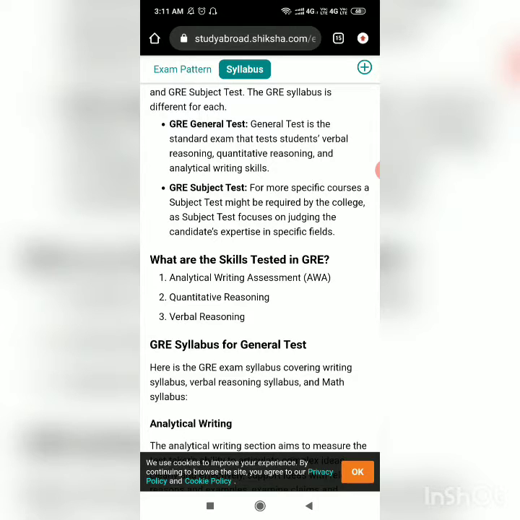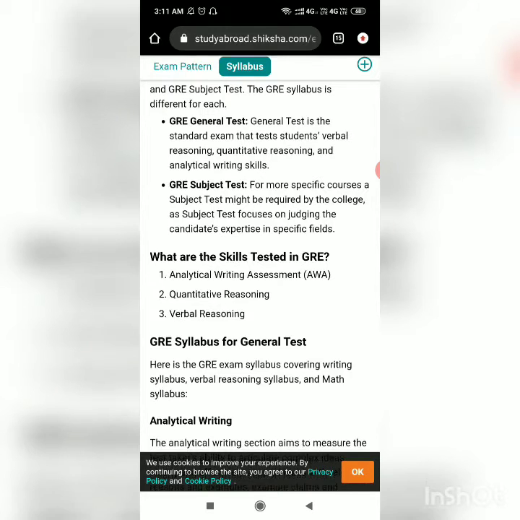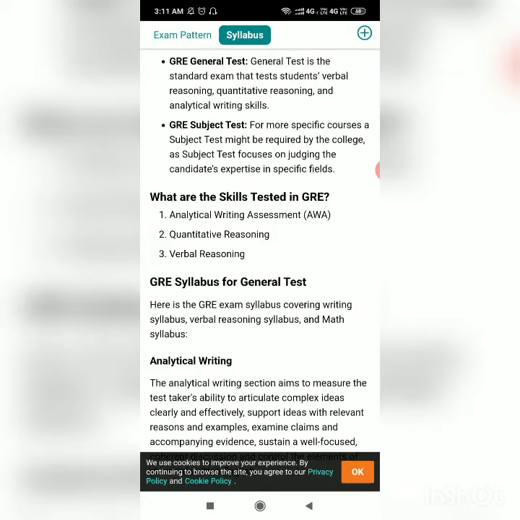Then you have another section, quantitative reasoning. In quantitative reasoning, there will be 2 sections, both of 20 points, and the third section is verbal reasoning. The verbal reasoning will also have 2 sections, both of 20 marks.